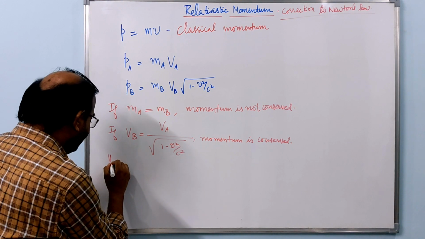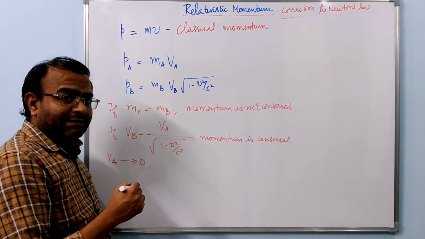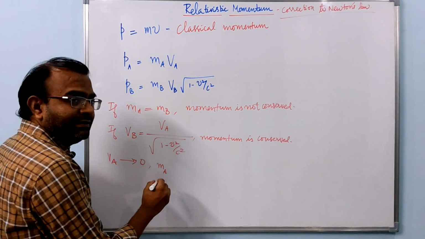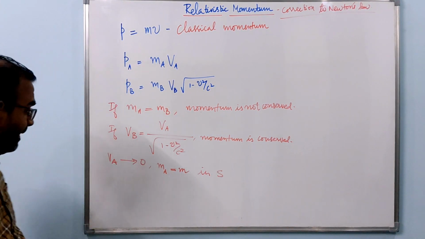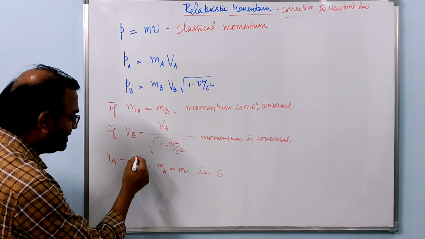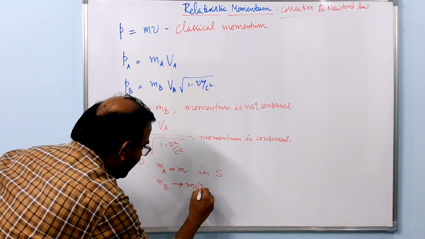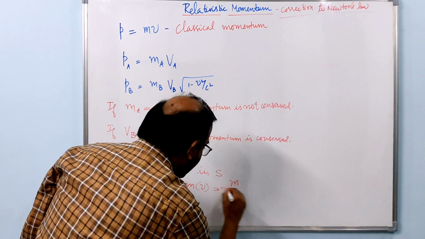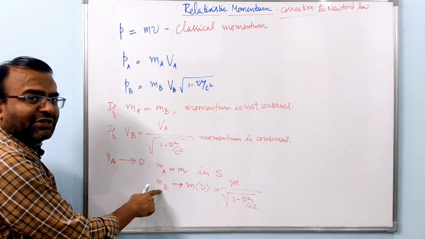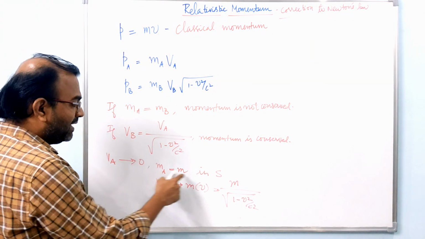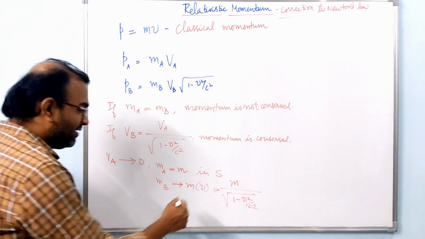Therefore, if the velocity VA tends to 0 and the mass MA of the object is equal to M in S, then this means the mass MB tends to M_V, which is equal to M times square root of 1 minus v squared over c squared, because this is the mass of object B in S. So this is the mass of object A in S, and this is the mass of object B in S, and therefore M_V is equal to M over this.